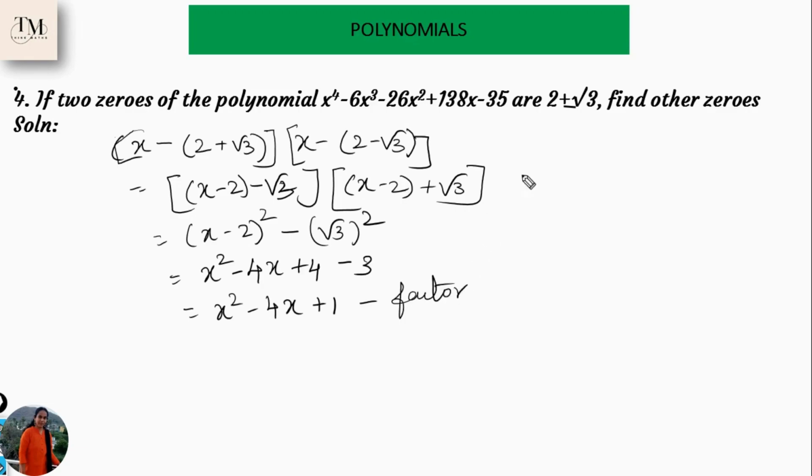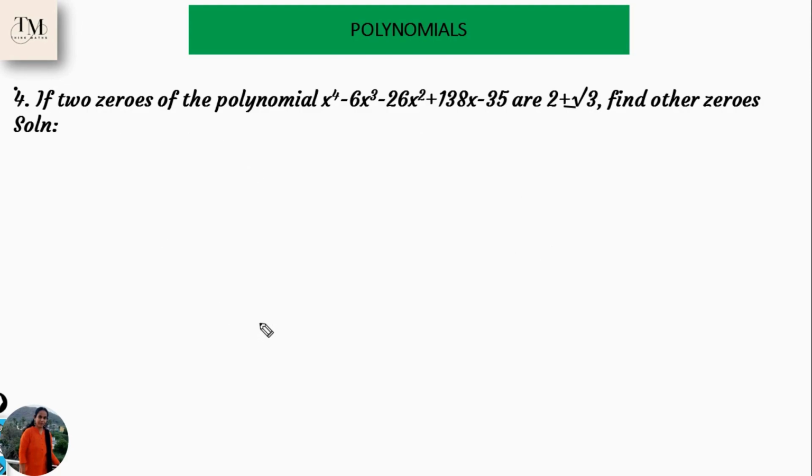Okay, since they are zeros, this expression will be a factor of the given polynomial. So what can we do? We can divide the given polynomial by x square minus 4x plus 1. So in the next step, we are going to divide the given polynomial by x square minus 4x plus 1. Okay, so we are going to divide now. So x square minus 4x plus 1.